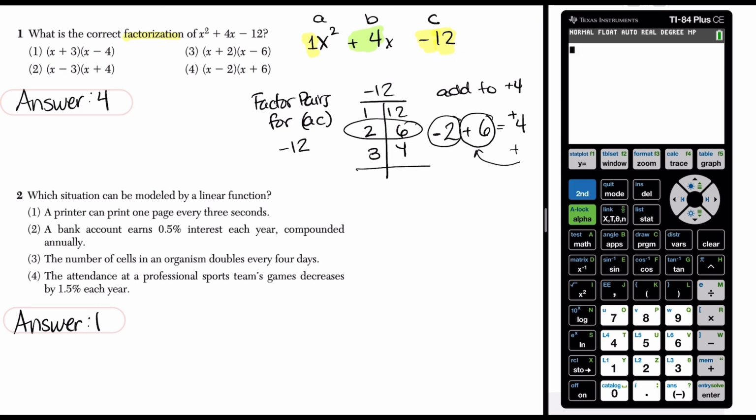Negative 2 and positive 6. So I know I'm going to have x minus 2 times x plus 6. And that's what you have here in 4. There's my answer.